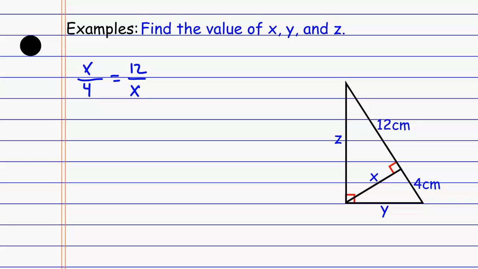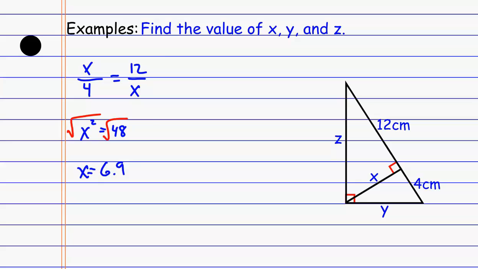So that's that first corollary we had. The altitude is the geometric mean between the pieces of the hypotenuse. And so now I can cross multiply here. So I get X squared equals, that's going to be a 48. And then I'm just going to be taking the square root of each side, and I'll just have to estimate that. So X equals about a 6.9.